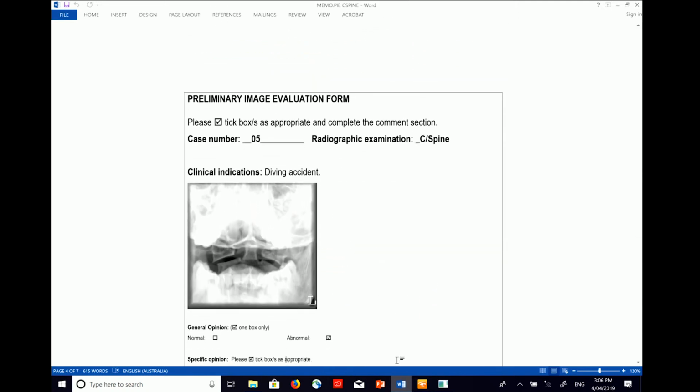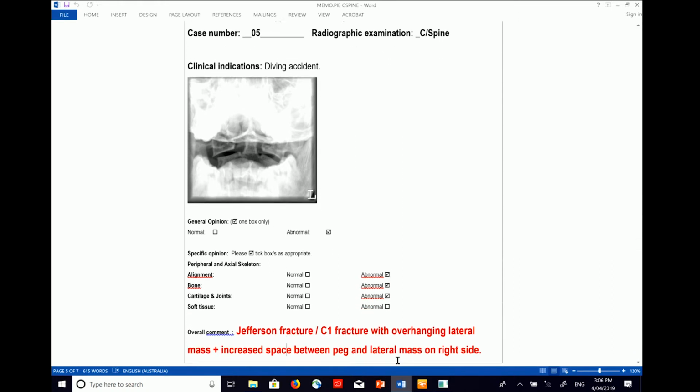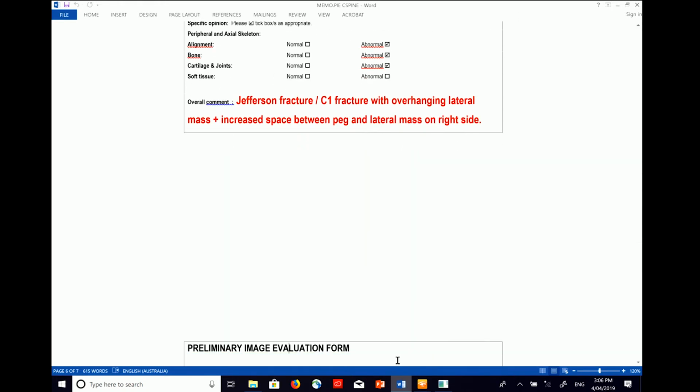So your tick boxes then, it's abnormal, the alignment is abnormal, the bone is abnormal, and it affects the cartilage and joints. And your comment should be that it's a Jefferson's fracture, or you could write a C1 fracture with overhanging lateral mass and increased space between the peg and the lateral mass on the right side.